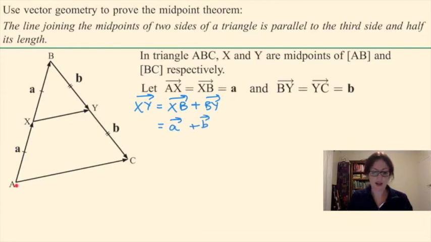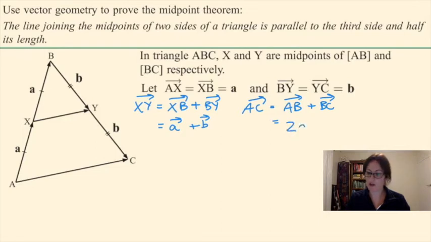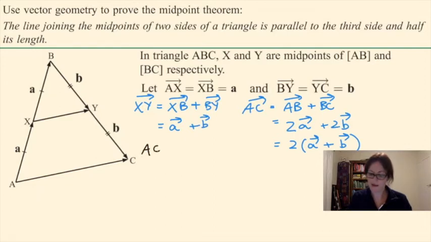What about the other side? How could I get from A to C? I could go from A all the way up to B and then B all the way down to C. Let's write that. Substituting those with the little letters, we have two lots of vector a and two lots of vector b. I'm going to factorize out a factor of 2 here. And now you may recognize that what's in the brackets there is also the same as XY.